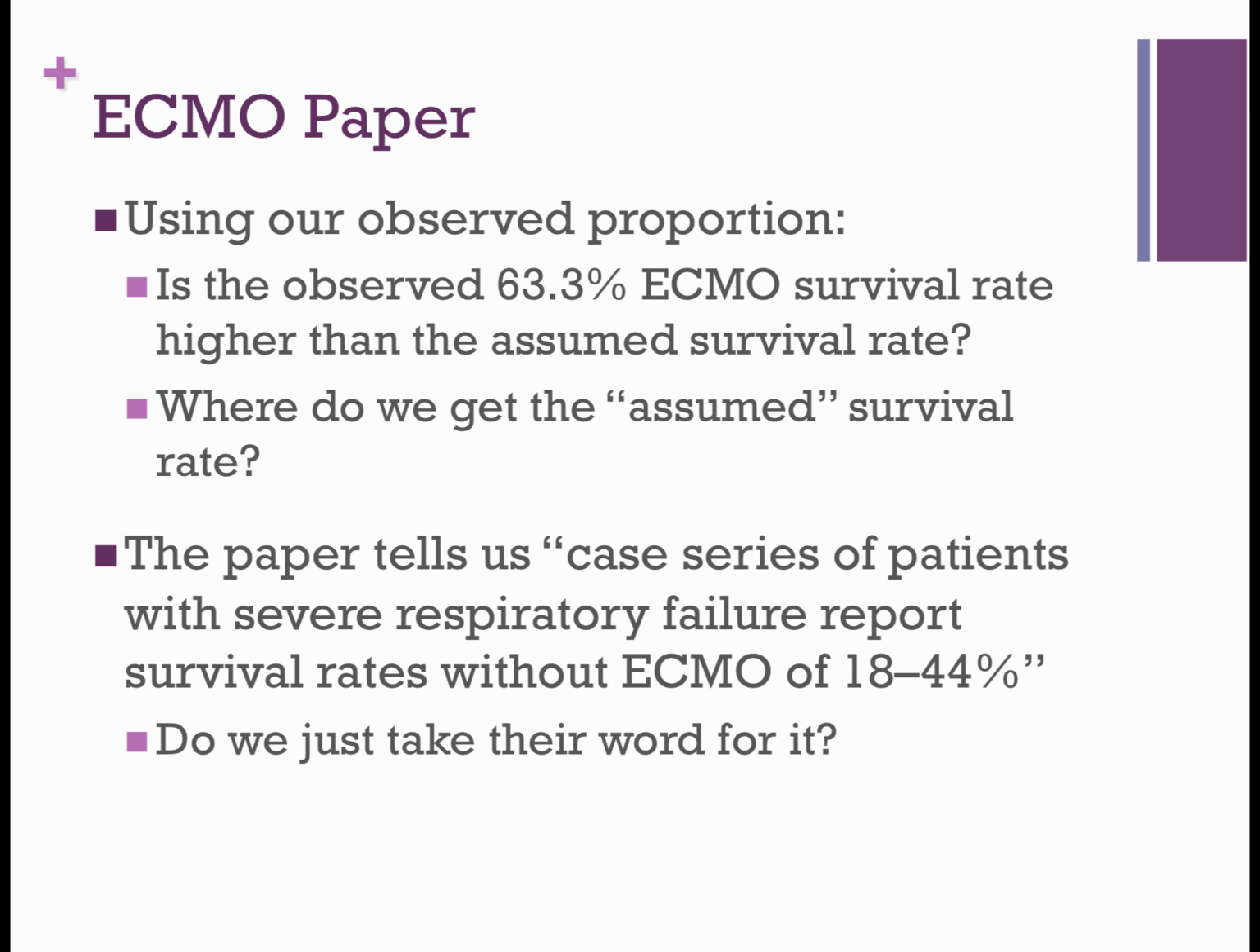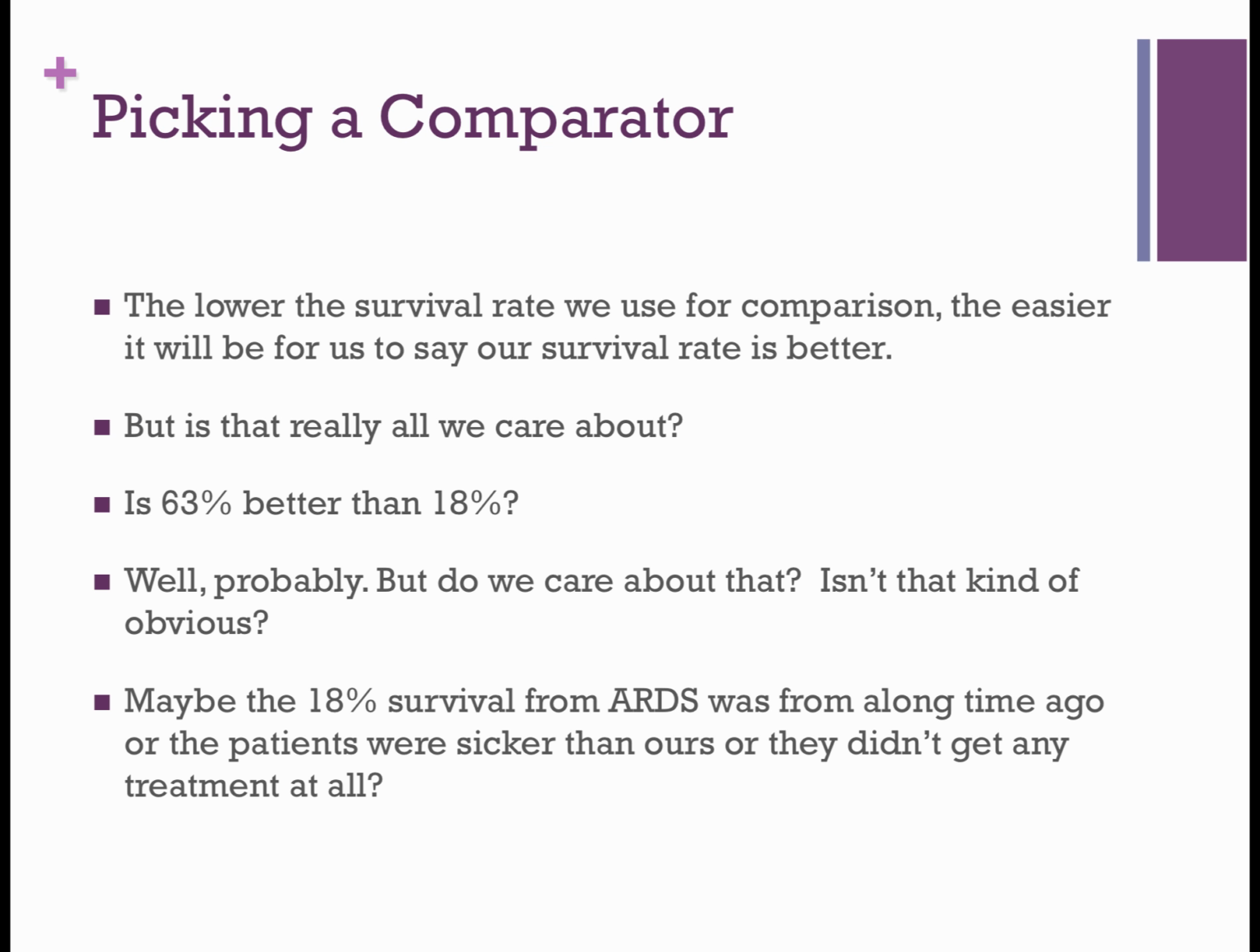You want to look at the references that they've given. You want to do a case search to see if there are any additional references, but you do want to make sure that you have a contemporary comparison. That leads you to picking a comparator. If we use the lowest survival rate, so that 18%, then obviously 63.3% is likely better than 18%. But that's not all that we care about. We don't simply just care about saying ours is better. We actually want to have evidence that ours is better. So the 18% was maybe from a long time ago. The patients might have been sicker, or they didn't get any treatment at all. So let's continue to investigate for other potential rates that we can use.